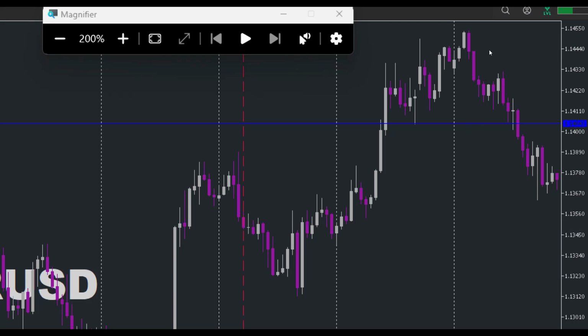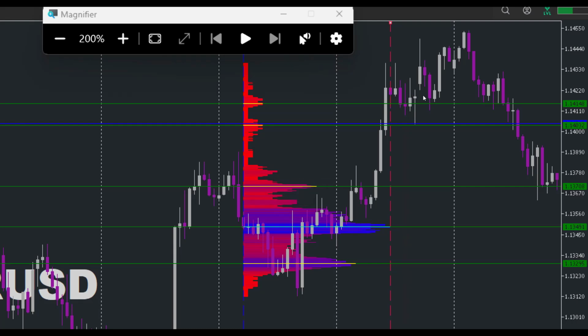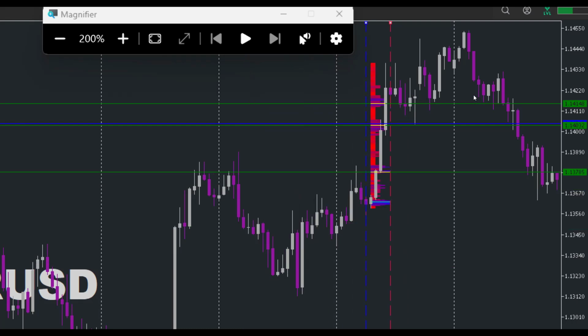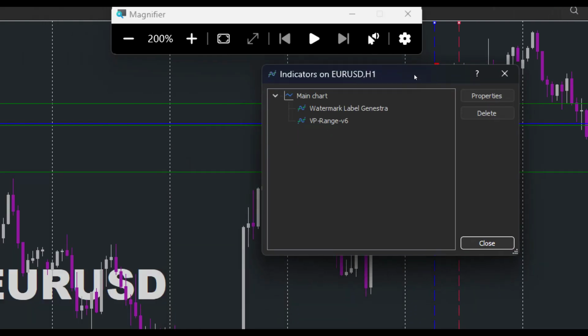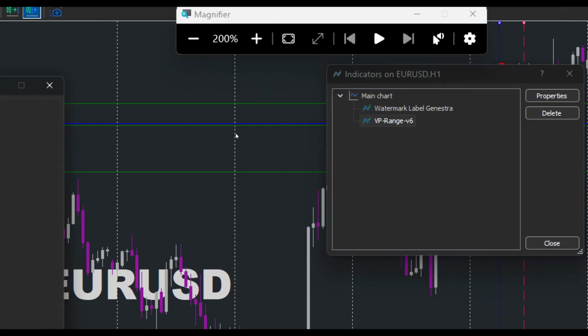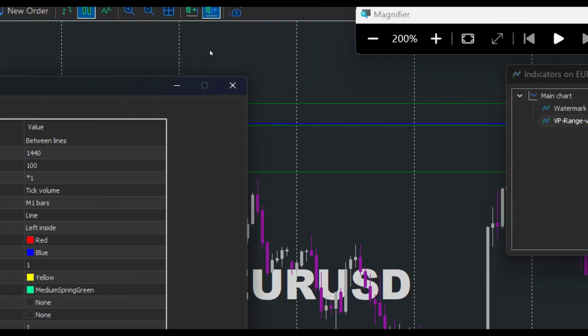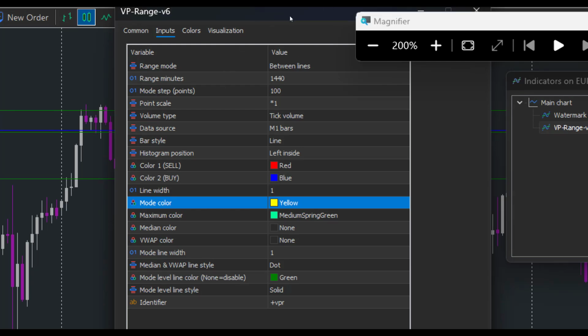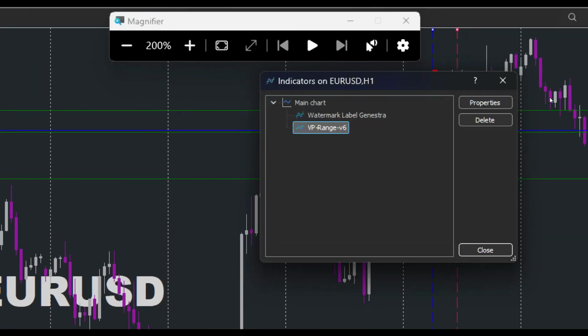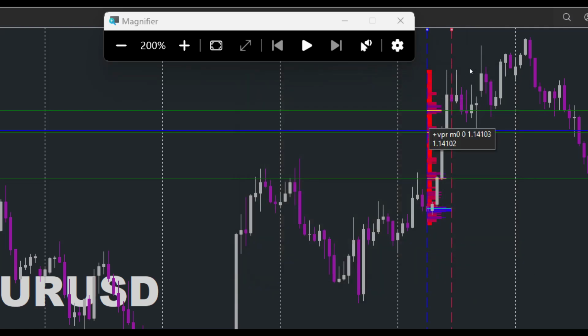So if you look at this uptrend, you notice that we've got a level there, a white line, right? So what does the white line represent? Let me just show you. It's a yellow line, it's the mode line. So mode is like the number, it's one of your key levels. So we see the yellow line there.